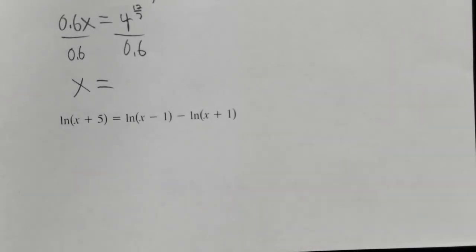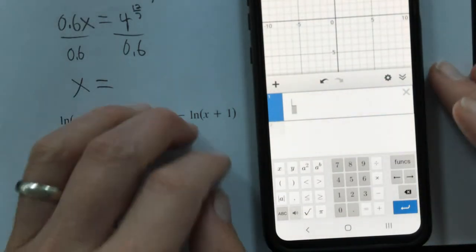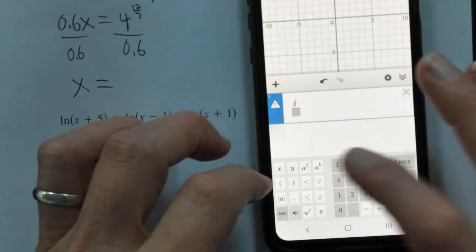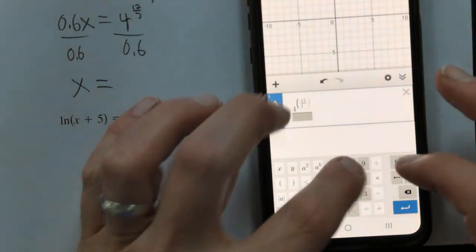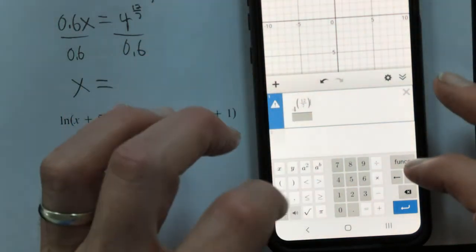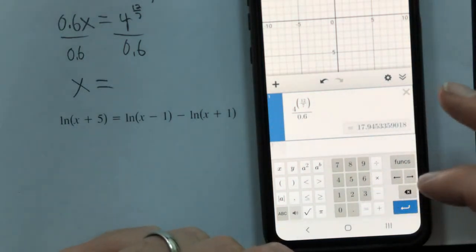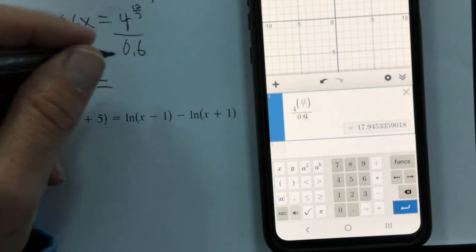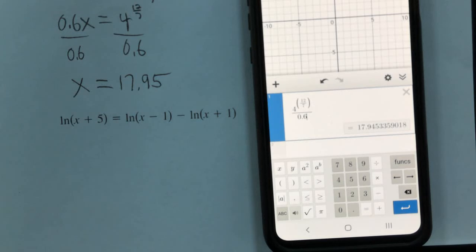So let's see what it is. All right, so I need a fraction, and it's going to be 4 raised up to the, underneath parentheses here, 12 over 7 power. All right, and then on the bottom of the fraction, divided by 0.6, and we have our answer, 17.95. All right, so there we go. Good shape of that.